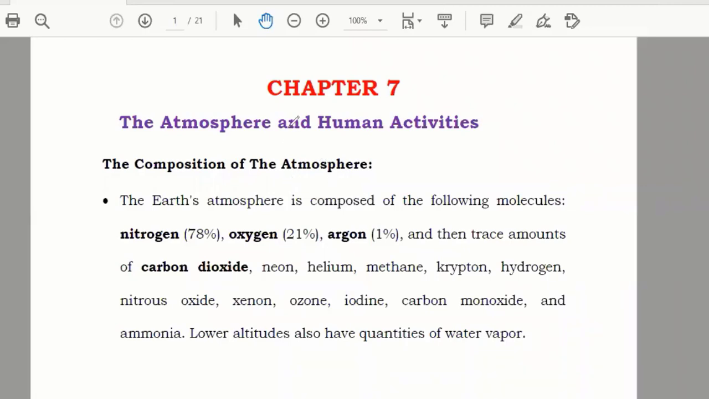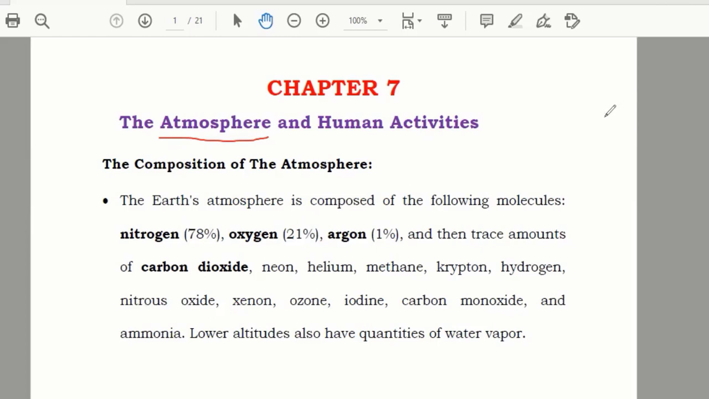In this chapter, we'll talk about the atmosphere and the human activities which are impacting or creating problems for our natural atmosphere. This is chapter number 7, and I think you have an idea if you are taking chemistry. In chemistry, they have given the air and water chapter, with some introduction about this. So first of all, we will see what is atmosphere.